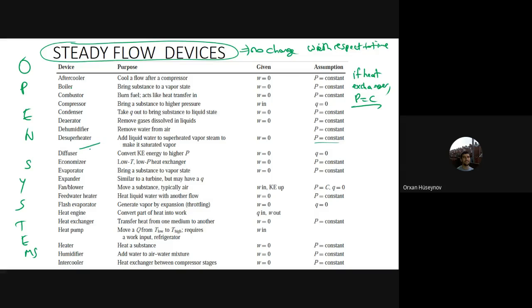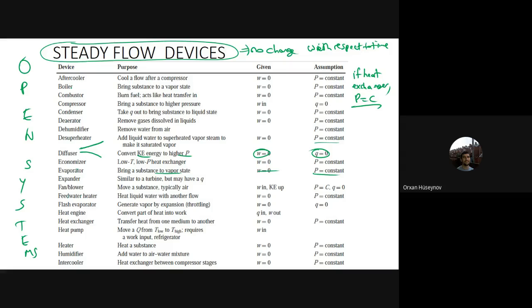You have the increase of area. This is a diffuser. It is opposite to the decrease, the converging part of the pipe section, the venturi. It converts the kinetic energy to higher pressure values. Work is 0, Q is 0. Or evaporator, which brings a substance to vapor state. Work is 0 and the P is constant.